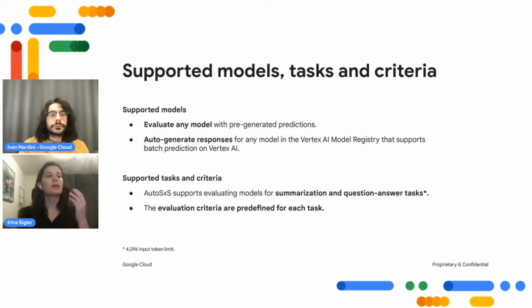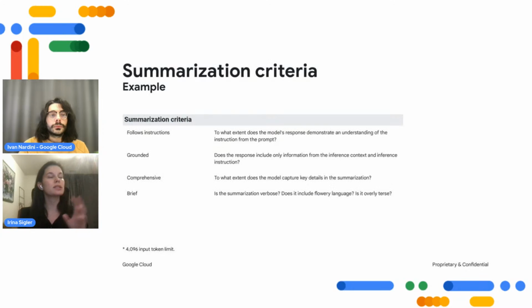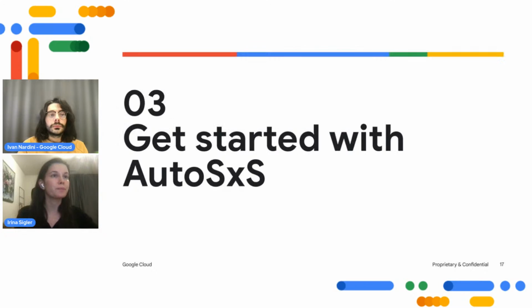Okay, so how this evaluation actually works is that it's built a lot on the criteria. And here in this next slide, you see a very high-level view of how these criteria look for a summarization task. So for summarization, we focus on these 4 criteria. Does it follow instructions? Is it grounded? Is it comprehensive? Is it brief? Now, we understand that you might have different criteria, and this is why, as a next step, we will have an autorator that is customizable. So that allows you to specify the criteria you care about. What we see today is the pre-built autorator.